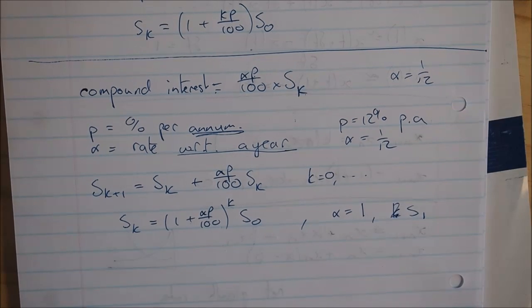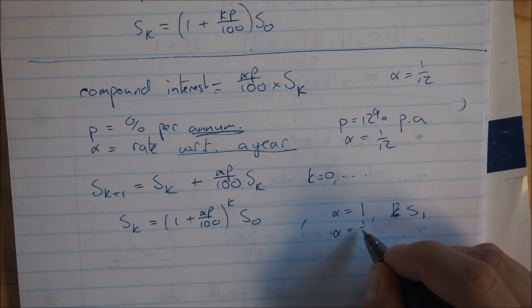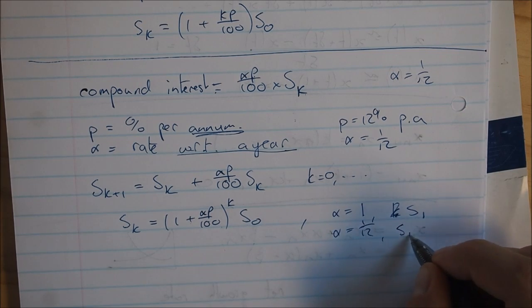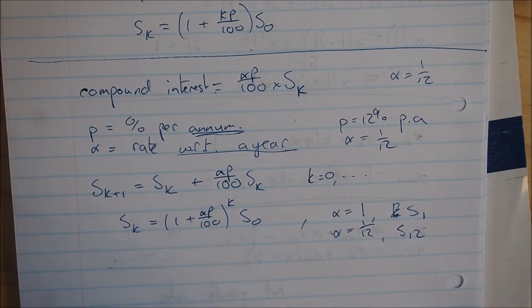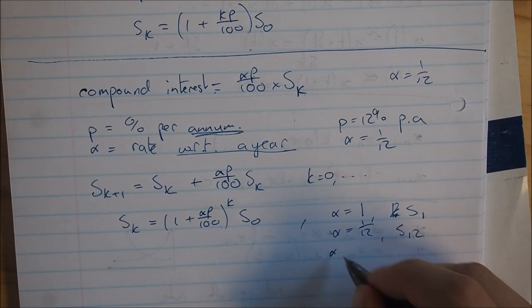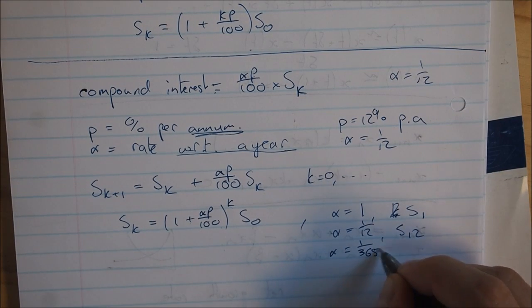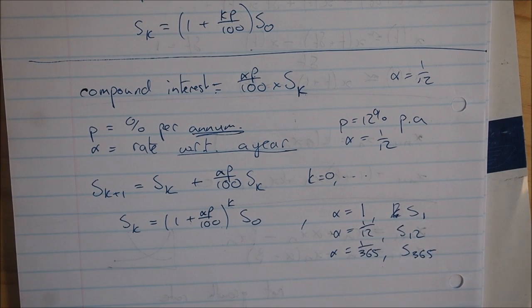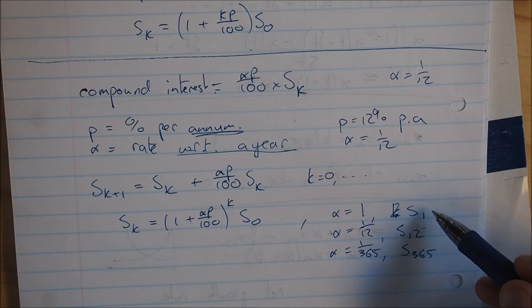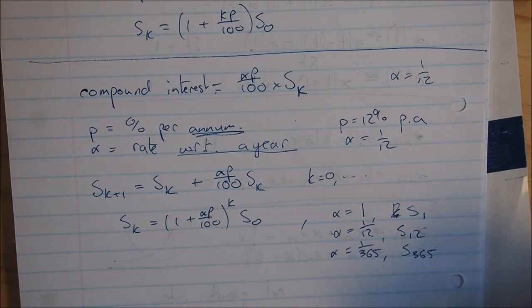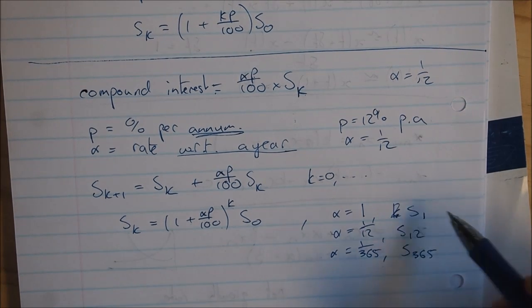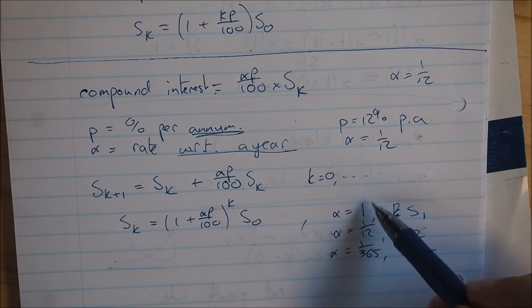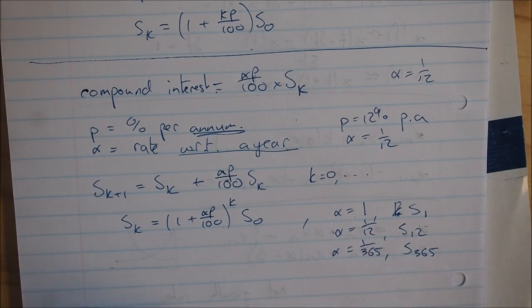And as an exercise, if you're interested, you can ask: if alpha is 1, what is S1? So what is my investment worth after 1 year? If alpha is 1/12, what is S12? What is my investment worth after 1 year, compounded monthly? And if alpha is 1/365, what is my investment worth after 1 year in days? You should see that these numbers are different, and you can decide whether it is better to do it daily, monthly, or yearly. You can tell me.